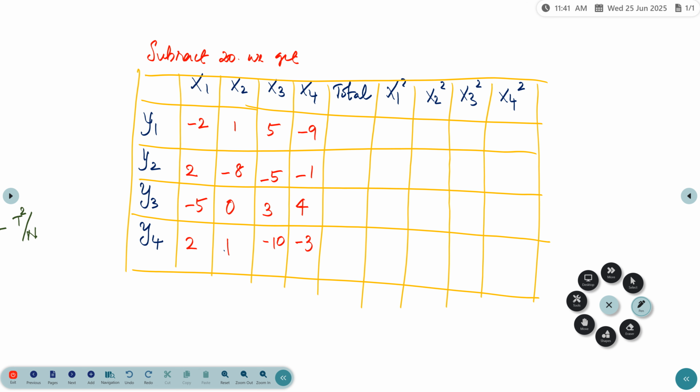Now I am going to add all the values. Minus 2 plus 1 plus 5 minus 9, we get the total minus 5. Adding the next values, 2 minus 8 minus 5 minus 1 is minus 12. Adding these 4 values we get 2. And adding the last row, the 4th row, we get minus 10. Similarly, we add the columns also. We get minus 3, minus 6, minus 7, minus 9. Total.